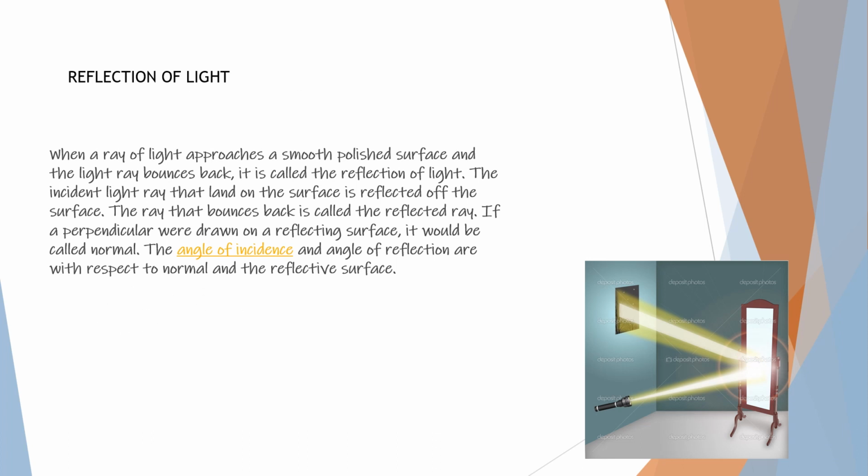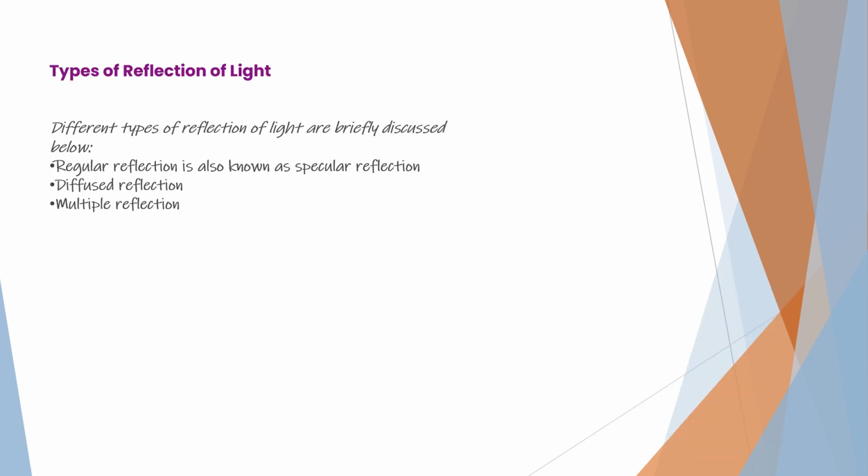When a ray of light strikes a smooth, polished surface and the light bounces back, it is called reflection of light. In this image, you can see the light strikes a smooth and polished surface, which is a mirror over here, and then the light bounces back. So this is the process of reflection of light. There are three types of reflection of light: regular reflection, diffuse reflection, and multiple reflection.